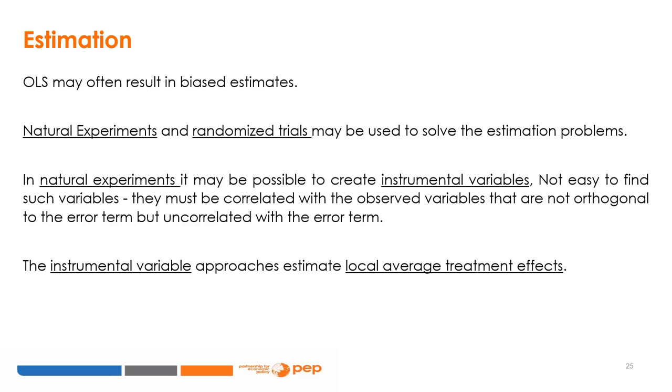Natural experiments and randomized trials may be used to solve the estimation problems. In natural experiments, it may be possible to use instrumental variables, although it is not easy to find such variables, as they must be correlated with the observed variables that are not orthogonal to the error term, but uncorrelated with the error term. The instrumental variable approaches estimate local average treatment effects, which are the effects on individuals whose participation in the treatment was highly influenced by the instrumental variable.